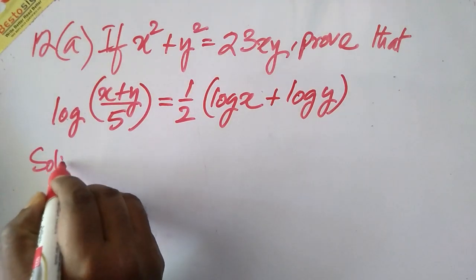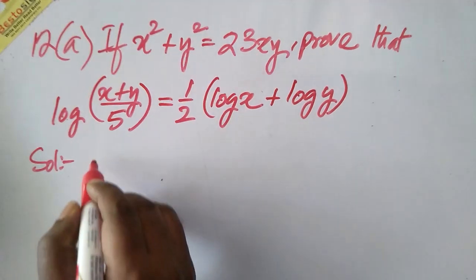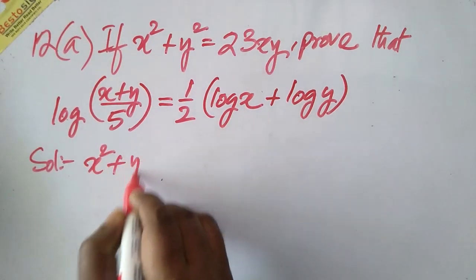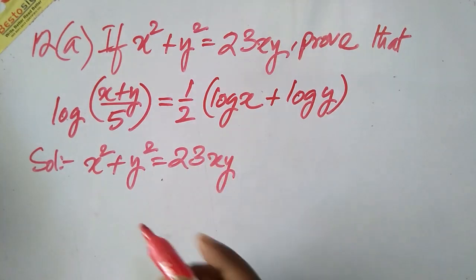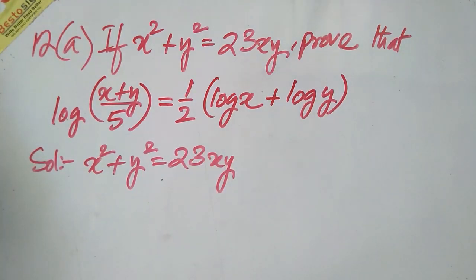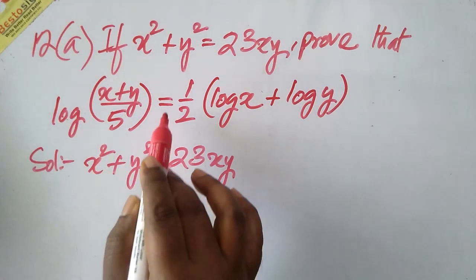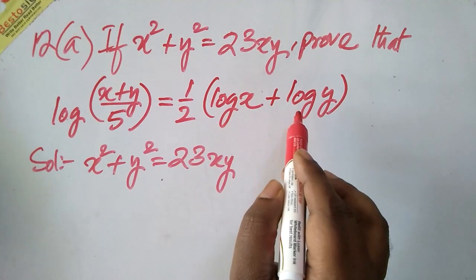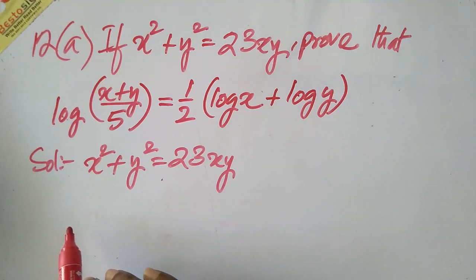Now, in the question, it is given that x square plus y square is equal to 23xy. This is given in the question. And we have to prove that log of (x plus y) by 5 is equal to half of (log x plus log y). So what we are going to do here is we will add 2xy to both the sides.